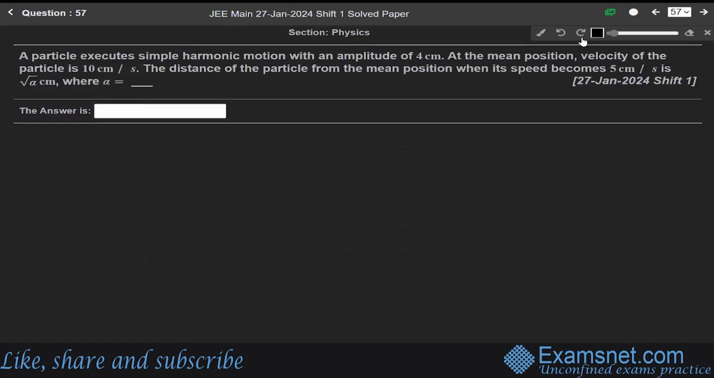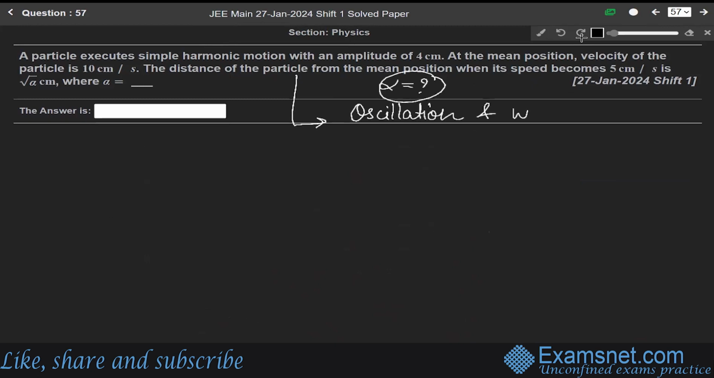Okay, now next question. A particle executes simple harmonic motion with an amplitude of 4 centimeter. At the mean position, the velocity of the particle is 10 centimeter per second. The distance of the particle from the mean position when its speed becomes 5 centimeter per second is under root of alpha centimeter. So we have to find the value of alpha. This question is from the chapter of oscillation and waves.